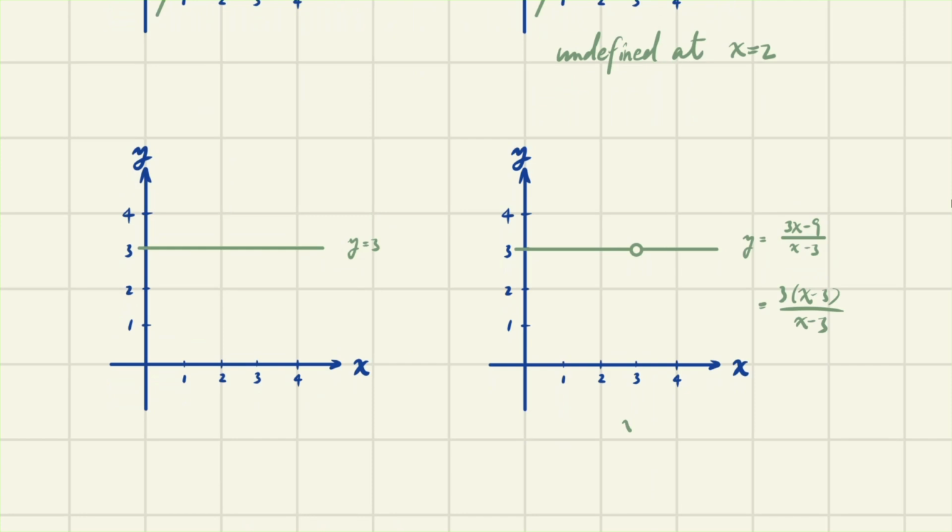The function is undefined at x equals 3. Okay, but what if we're looking at the value of y as x approaches 3? Approaches but doesn't really touch. So when it approaches, we can cancel this out. So it's basically the same thing as the function on the right, which is y equals 3. So when x approaches 3, the y value equals 3. It approaches, but doesn't represent the value of the function.